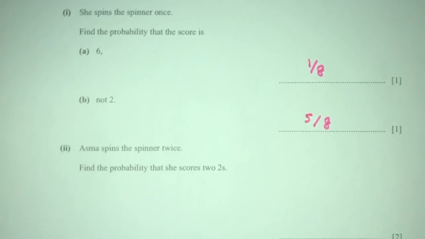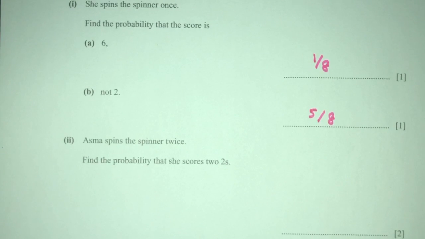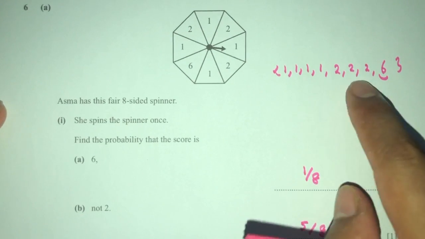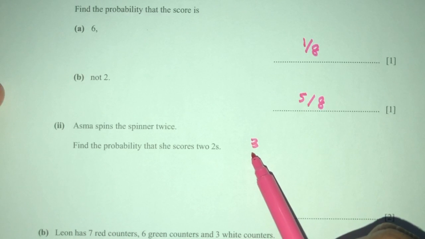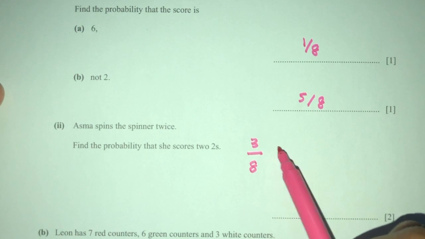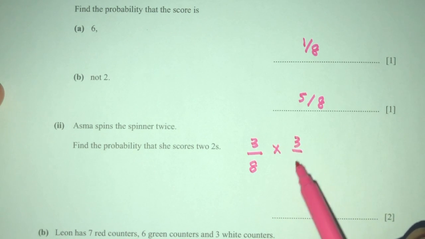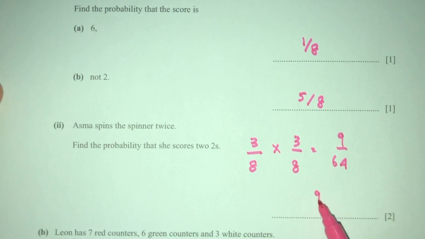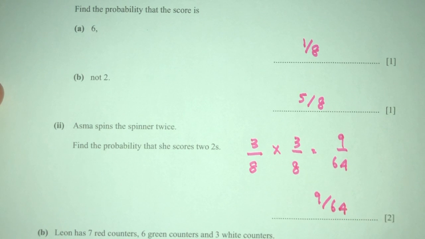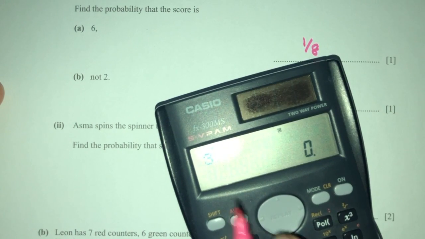right? Now for part 2, she spins the spinner twice, and we have to find the chance the score is two 2s. Pretty easy. As you can see, we have 3 2s, so the first time we have 3 possible options over 8. First spin and second spin will be the same thing, right? That should be 9 over 64. Okay, that should be your answer. So let's double check using our calculators just to make sure that we don't make any stupid mistake.